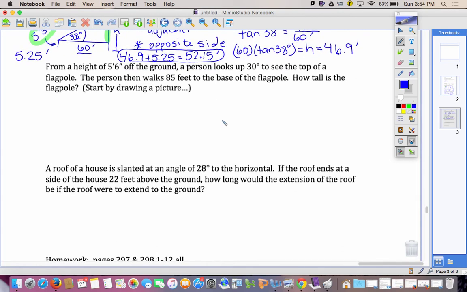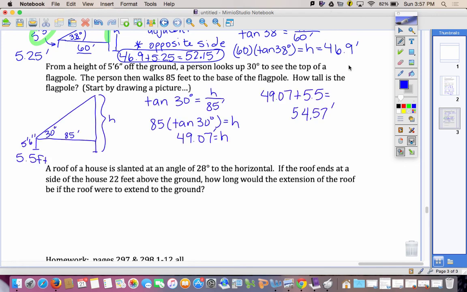Okay, so go ahead and try this next one. From a height of 5 foot 6 inches off the ground, a person looks up 30 degrees to see the top of a flagpole. The person then walks 85 feet to the base of the flagpole. How tall is the flagpole? It's computed exactly the same way as above, so give it a try.